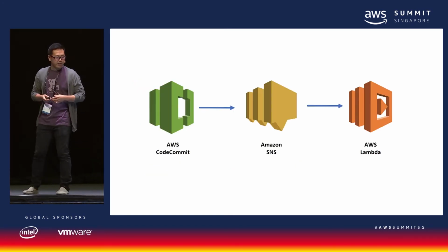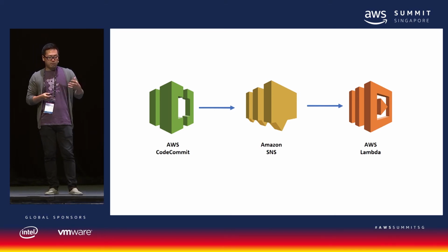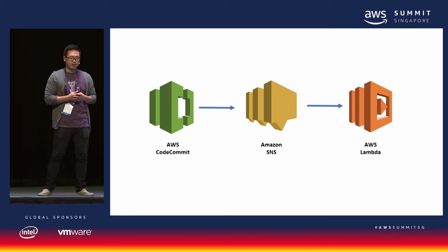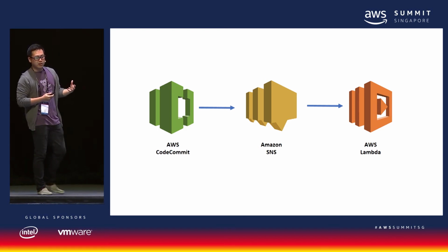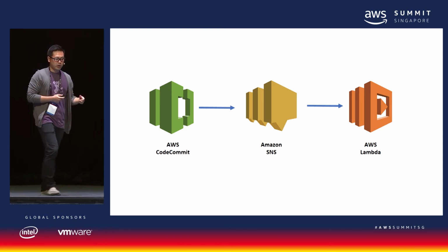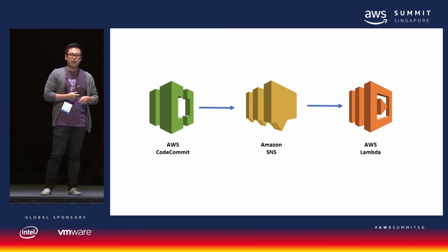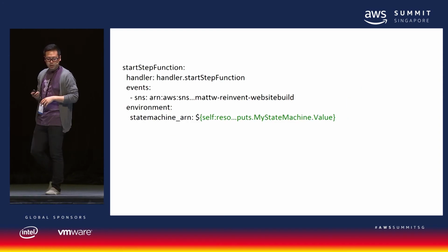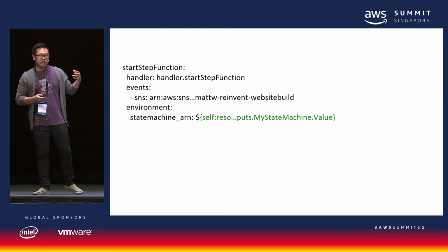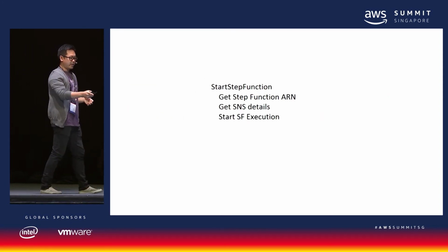So what's actually happening here? Well, for the demo, Matt decided to commit everything to CodeCommit, which is essentially GitHub on AWS. And as soon as something committed to master, that would trigger an SNS, which would come through and trigger Lambda, start step function, which would in turn trigger the step function. So that's what it looks like in the serverless YAML, and that's what it actually is going to do.